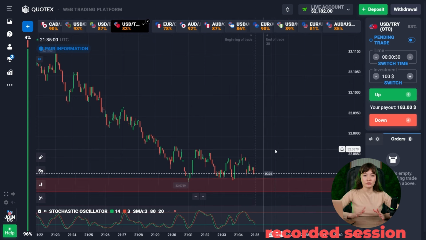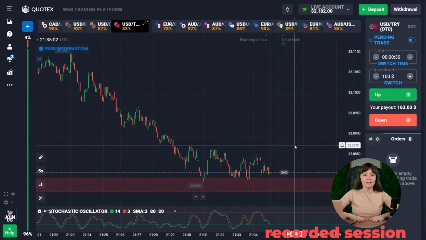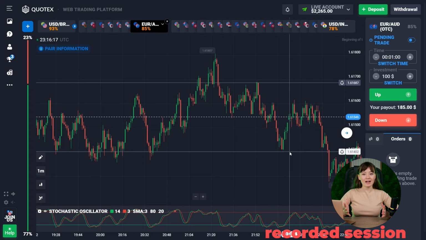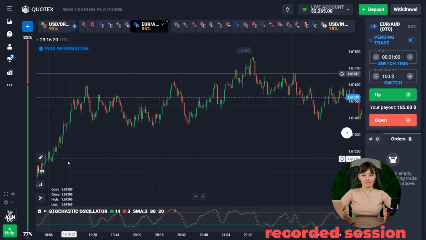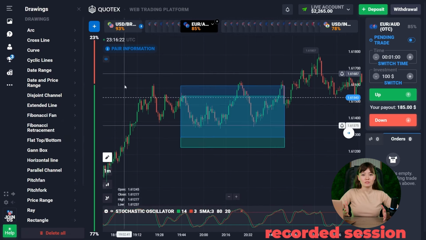Don't draw 10 to 20 levels. You can get lost and confused. 2 to 3 of the most obvious ones will suffice. Now we can start trading. Now I will show you how I used this in practice. We are all set for scalping.